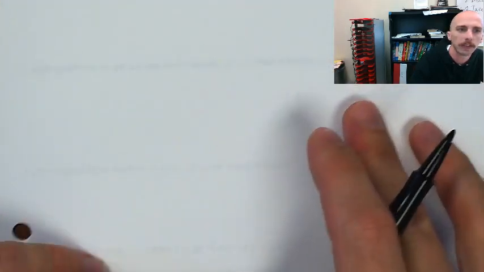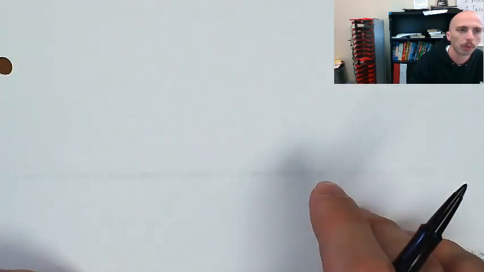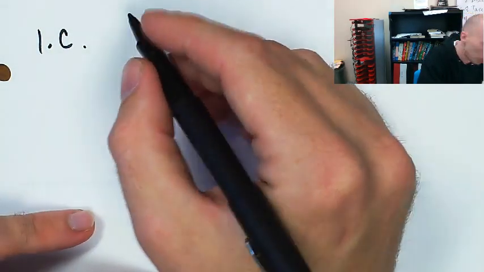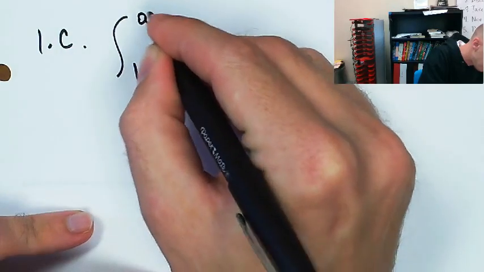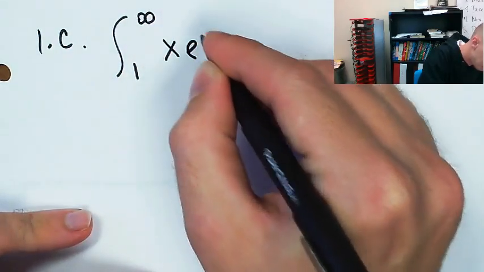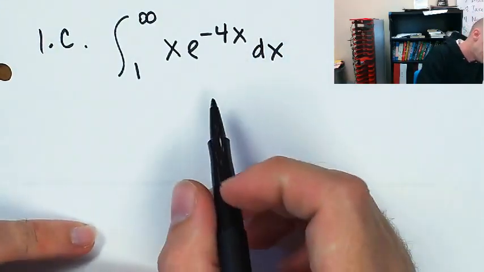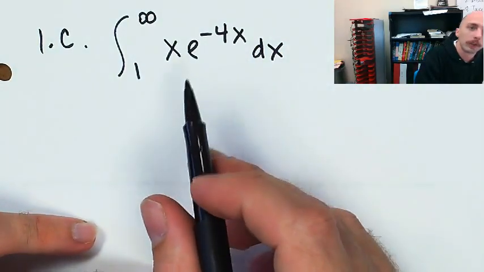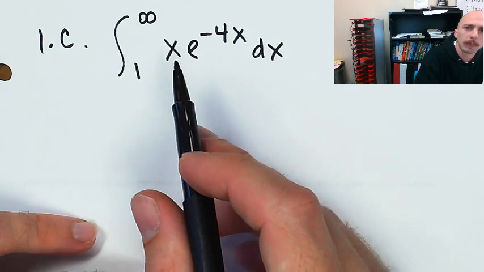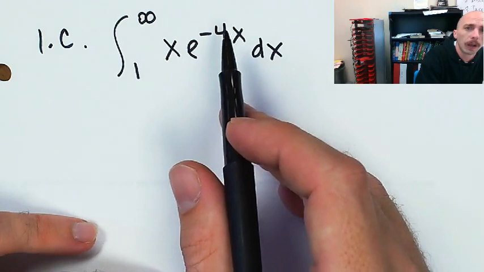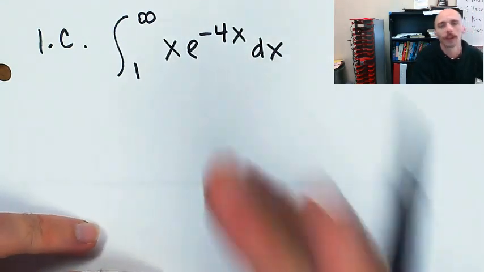Let's see, is it x e to the negative 4x? Yeah, there we go. And I'm going to look at this and say, okay, I've got a product in my integrand. Nothing is the derivative of something else. I'm going to need to use u dv.